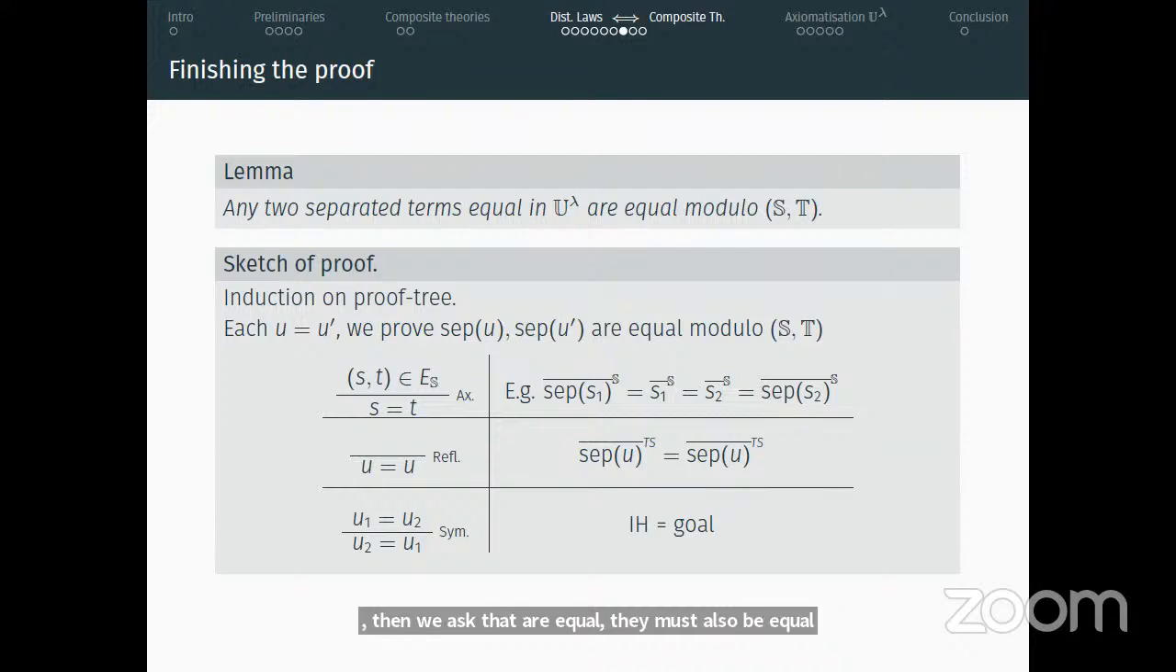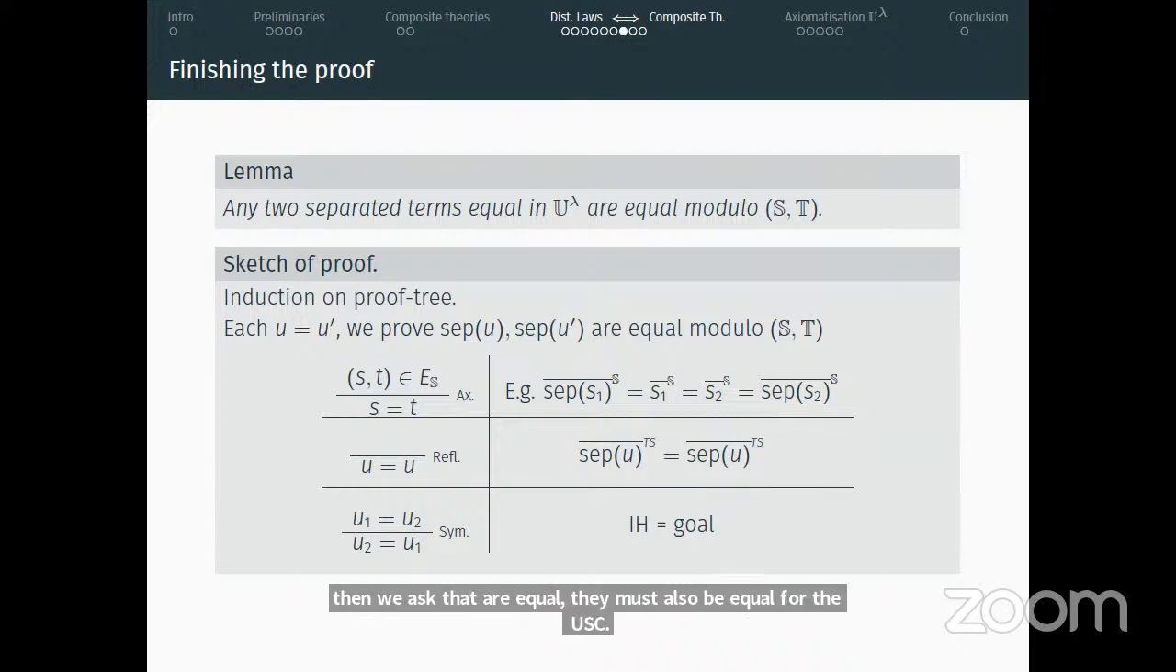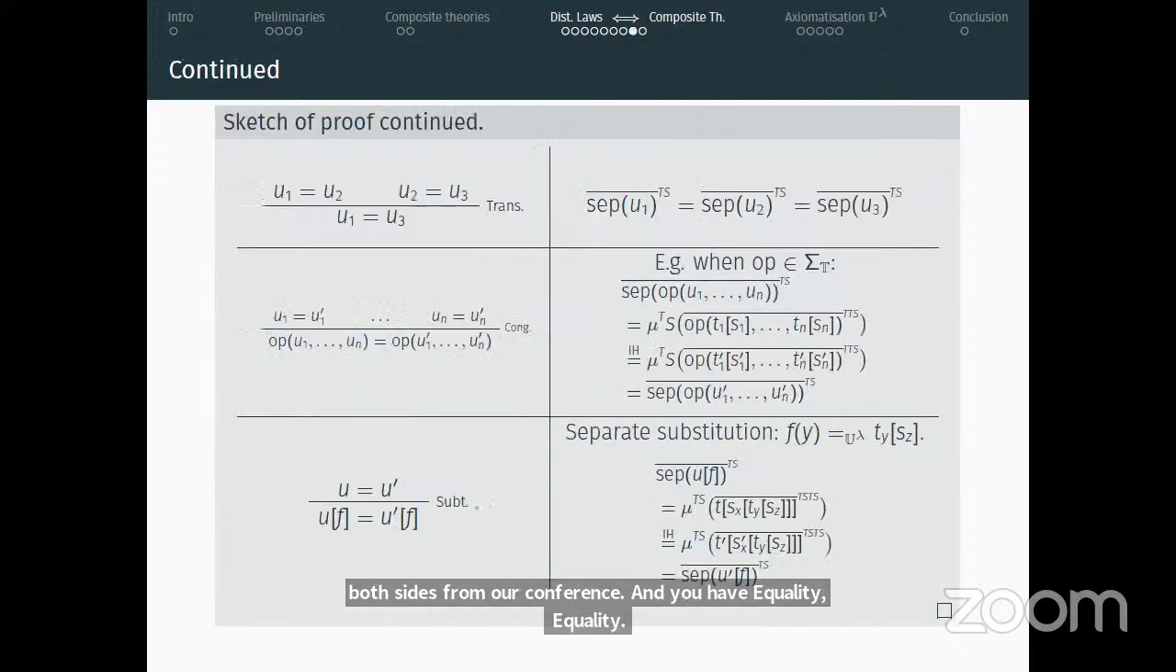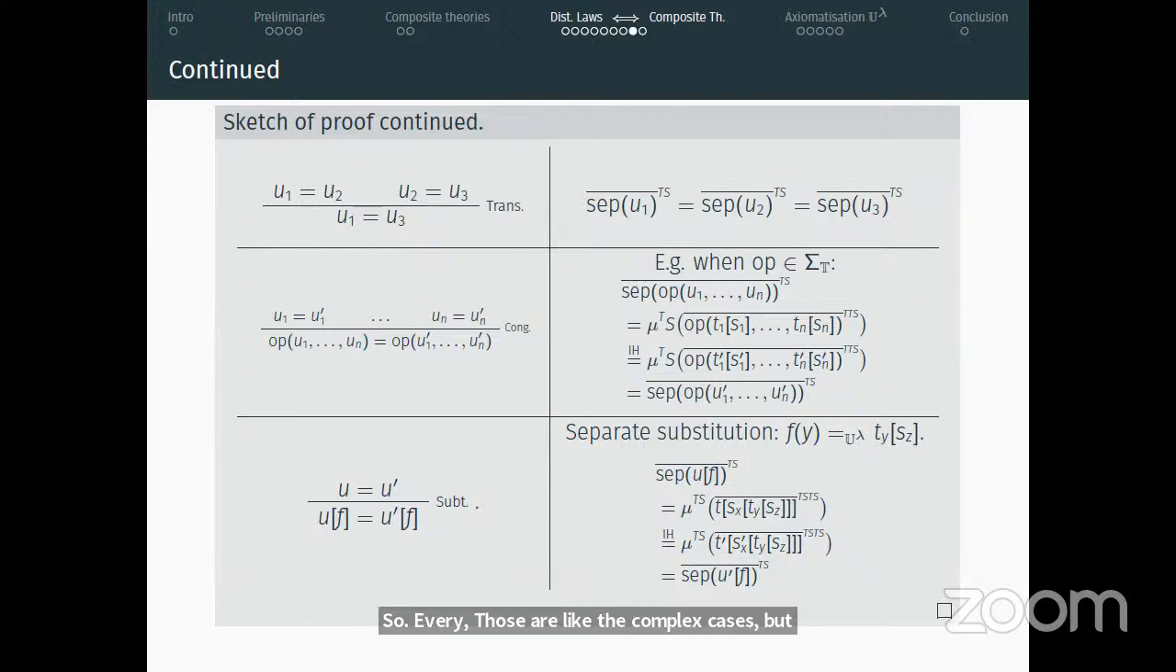And now that we have all these tools, the proof is tedious, but again straightforward, where we do an induction on the proof tree, and we prove that at every step, at every equality, we just separate both sides with our function sep, and we have equality modulo ST. So every step is straightforward. Those are the complex cases, but again it follows by this sequence of equalities.